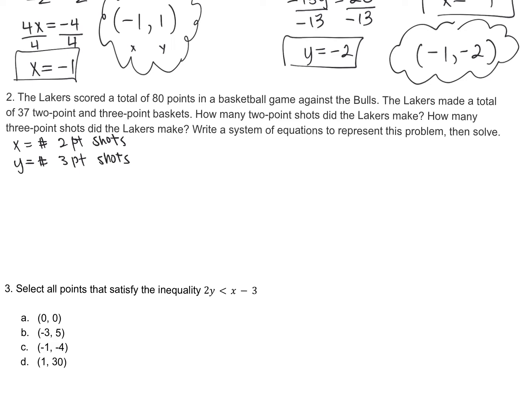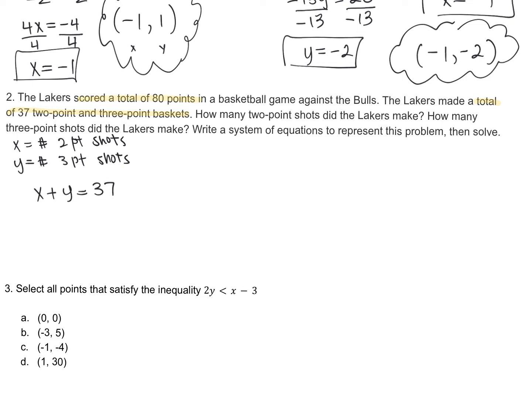So when I'm coming up with my system, I know they made a total of 37 baskets. So I know my number of shots made, the x plus y, has to equal 37. That comes from the total of 37 2-point and 3-point baskets. For my second equation, I'm going to use the fact that the Lakers scored a total of 80 points.